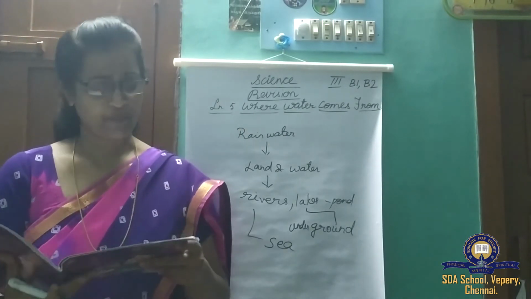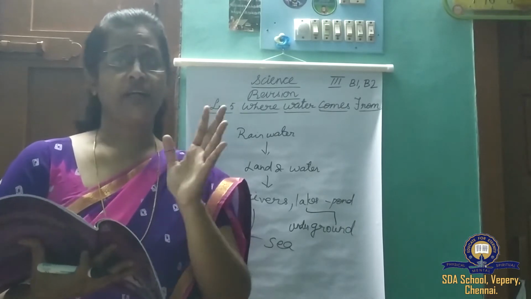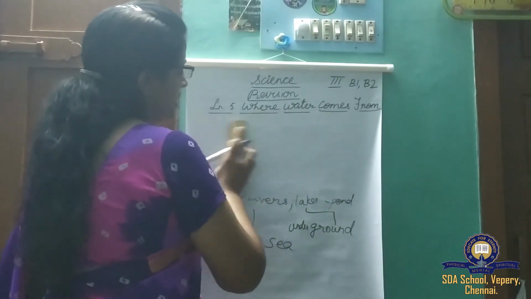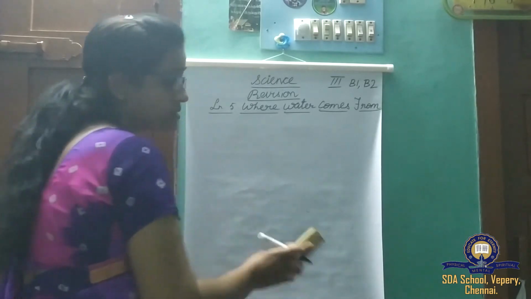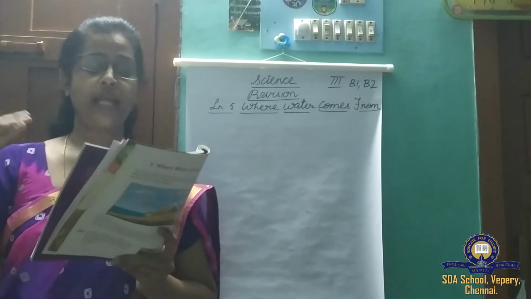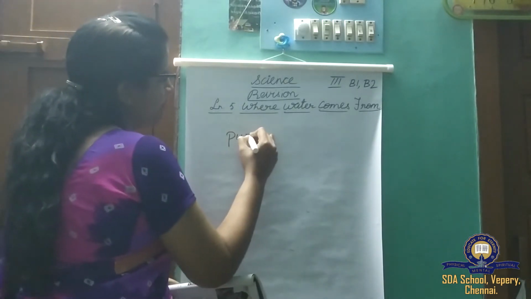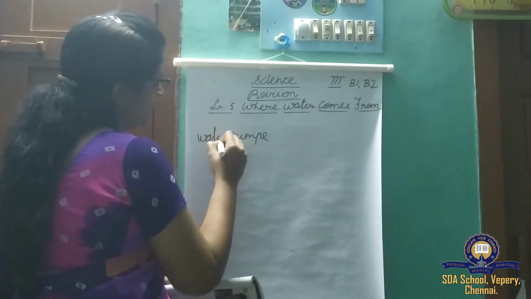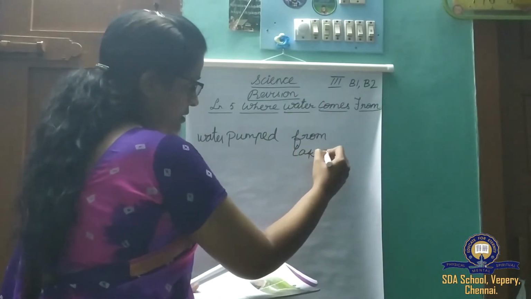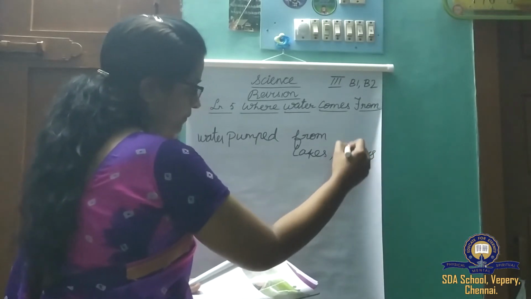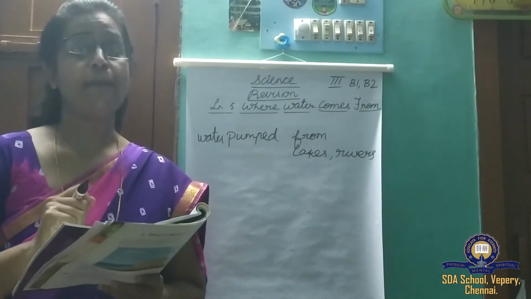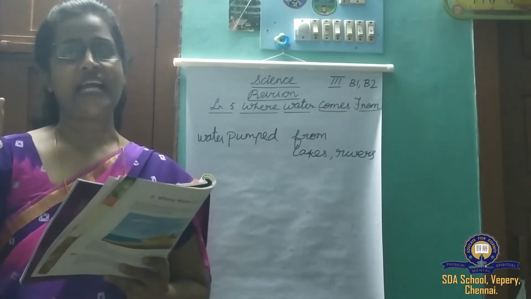Then, how does the water come to homes? As we are using it in houses, for kitchen, bathroom. How does the water come for homes? Can we see? First, the water for the tap is pumped out from lakes and rivers, and from the ground.